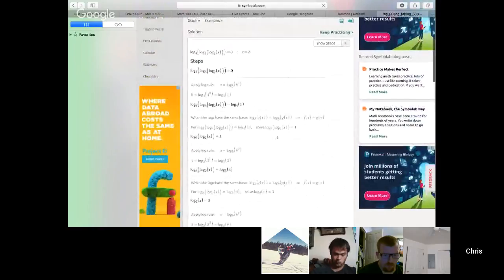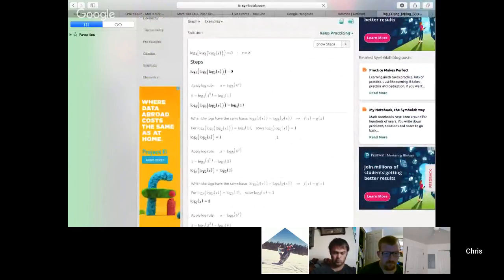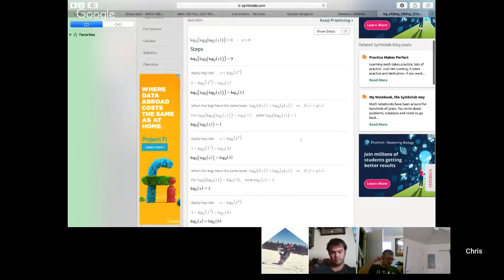Can anybody make sense of this? Well, there are log rules. I just don't remember what half of them are. Same. Let me see if I have it in my notes.